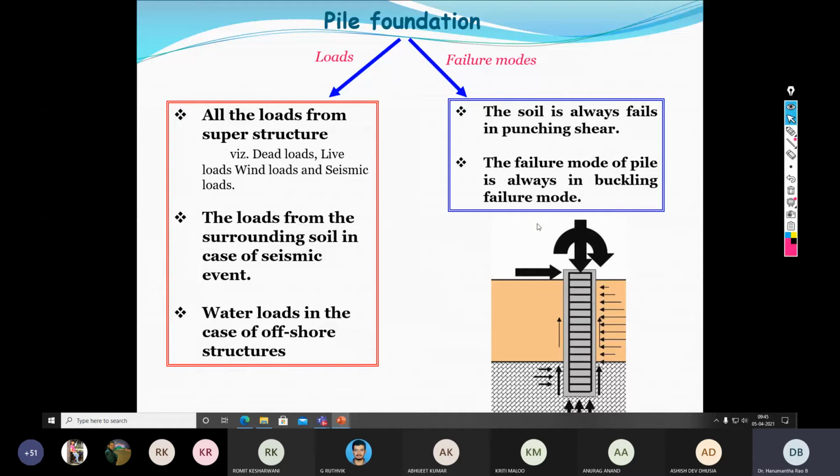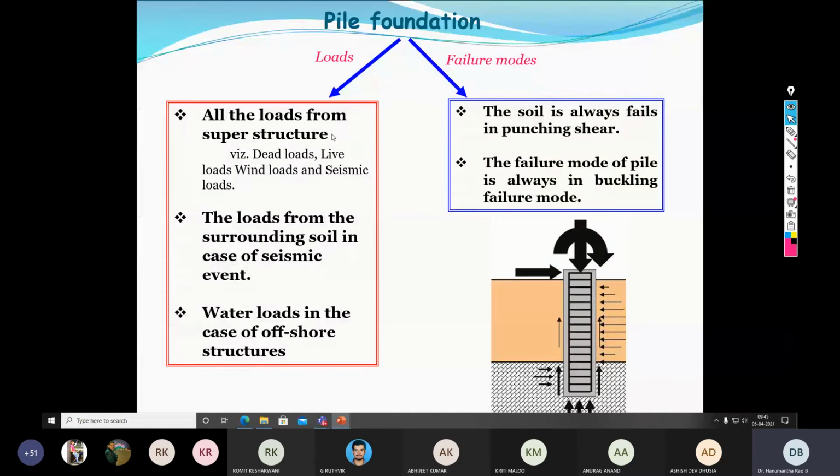And most of the time, in case of the shallow foundation, we understood that the failure criterion is general shear failure or local shear failure. But in case of the pile foundation or any deep foundation, it is the punching shear which is responsible for the failure of the pile foundation.